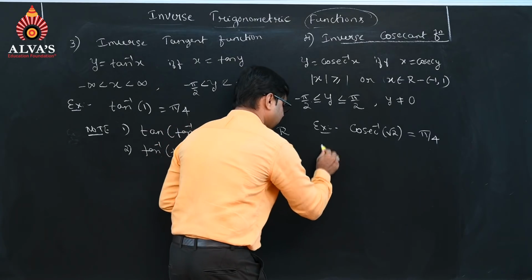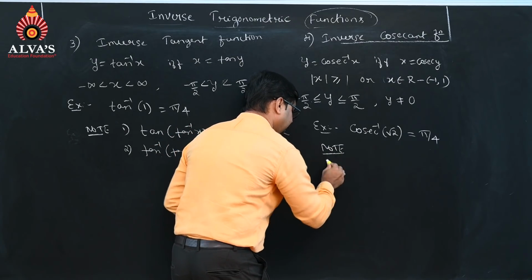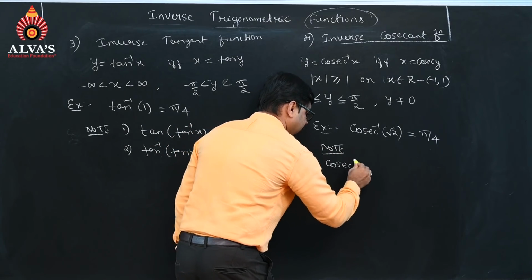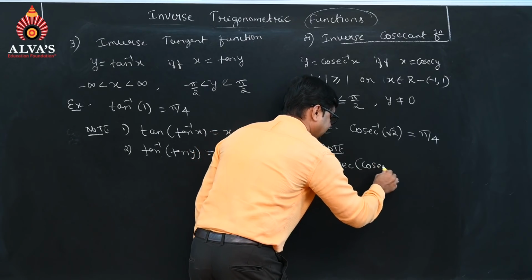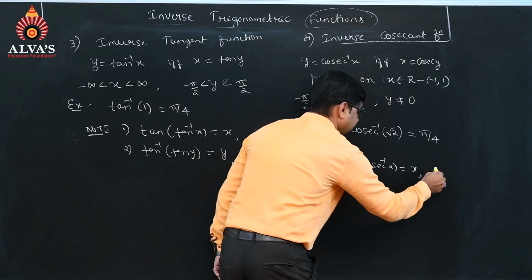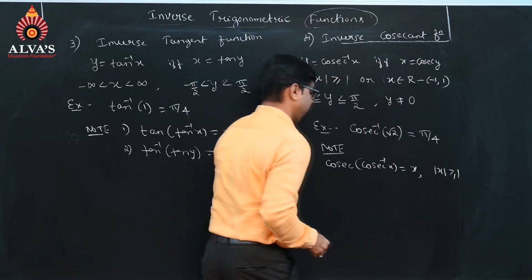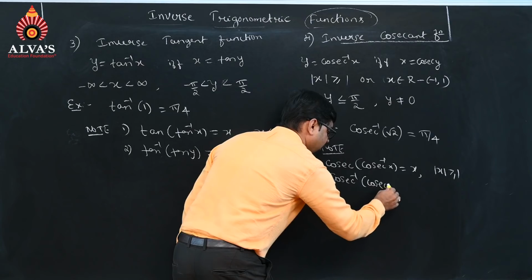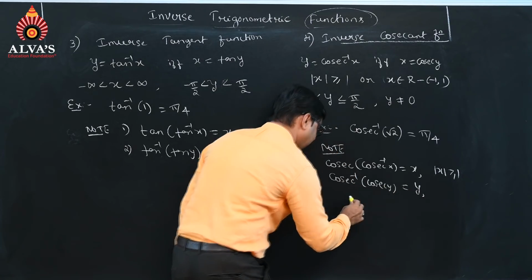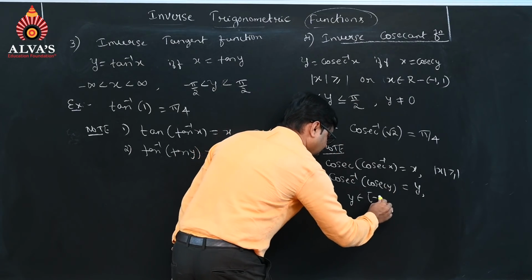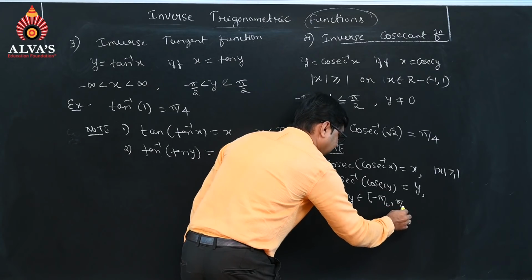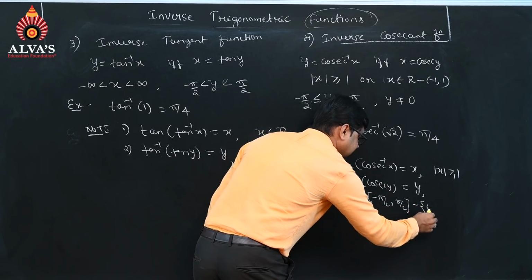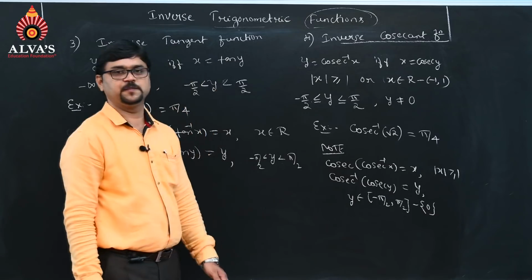And here also we will take the note: cosecant of cosecant inverse x equal to x, where mod x should be greater than or equal to 1. And next one, cosecant inverse of cosecant y is y, where y belongs to the closed interval minus pi by 2 to plus pi by 2 except 0.